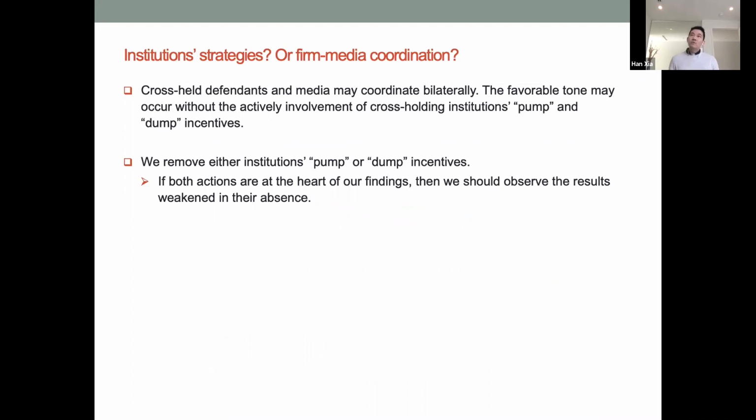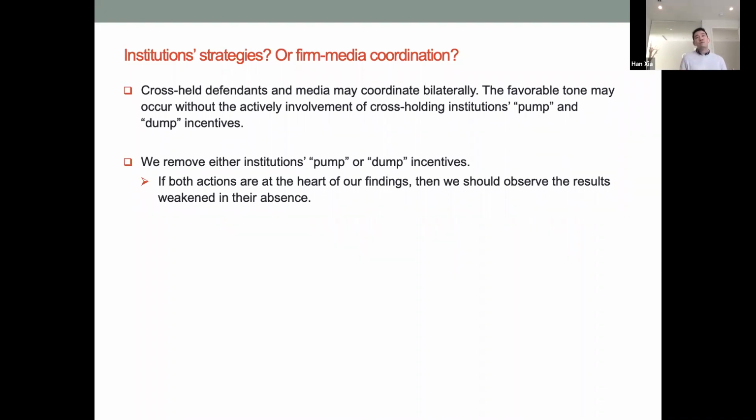And the first consideration we have in mind is, is this story really about institutions' strategies? Now, there is this concern that maybe the defendant firm and the media were just talking to each other directly. They are the ones who are collaborating. And that's why we see the more favorable media tone to the defendant firm. But in that case, it has nothing to do with institutions, there's no strategic actions there. Okay, so here we're going to consider that concern.